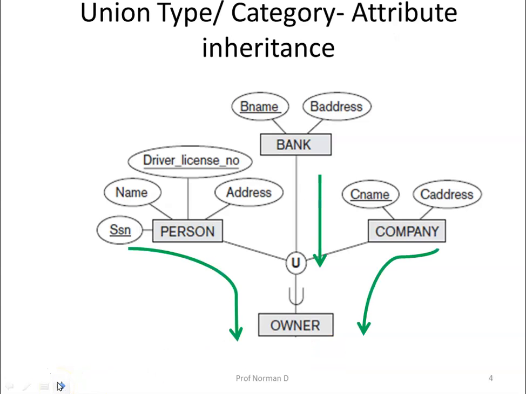Coming to inheritance, attribute inheritance works more selectively in the case of categories. For example, each owner entity inherits the attributes of a company, a person, or a bank, depending on the superclass to which the entity belongs.